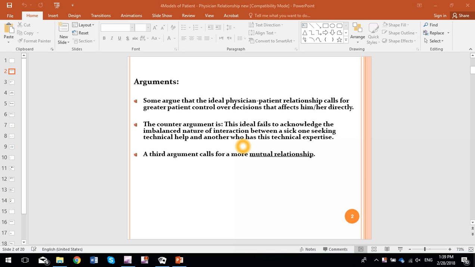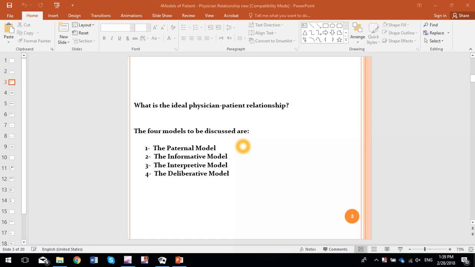Now, the third argument stands in the middle between the two of them, which is called the mutual relationship. That is a complementary relationship. That is, everyone in the encounter has his or her role in the relationship, talking about the patient and the physician.